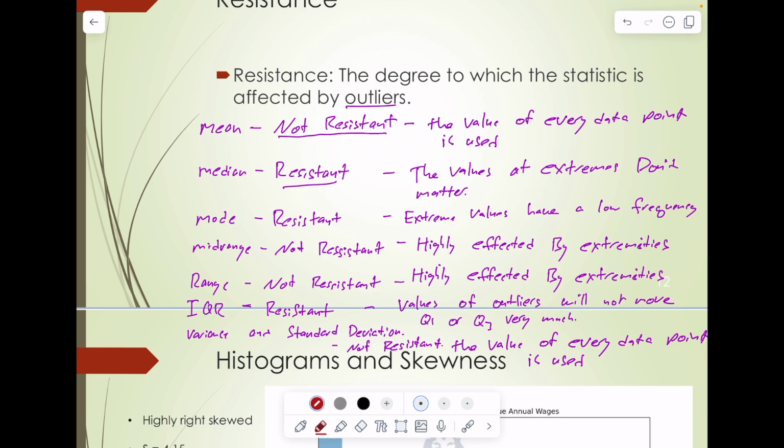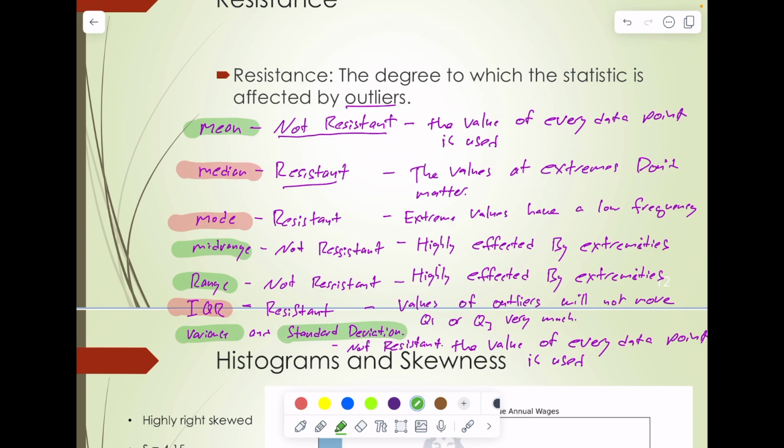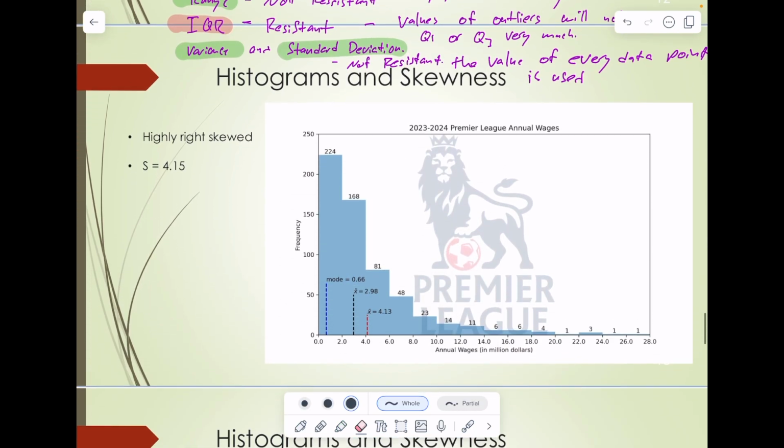Let's go ahead and color. If it's resistant, we will color it red. Median is resistant, mode is resistant, IQR is resistant. Everything else is not resistant. If it's not resistant, we'll color it in green. Not resistant. Okay, let's take a look at the histogram now.